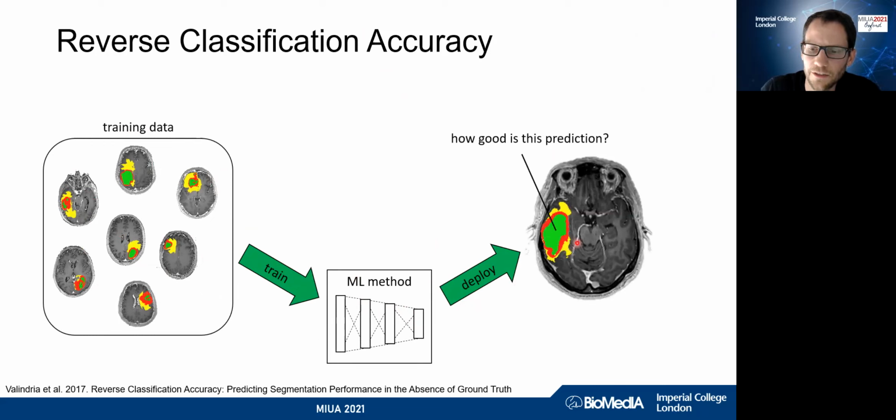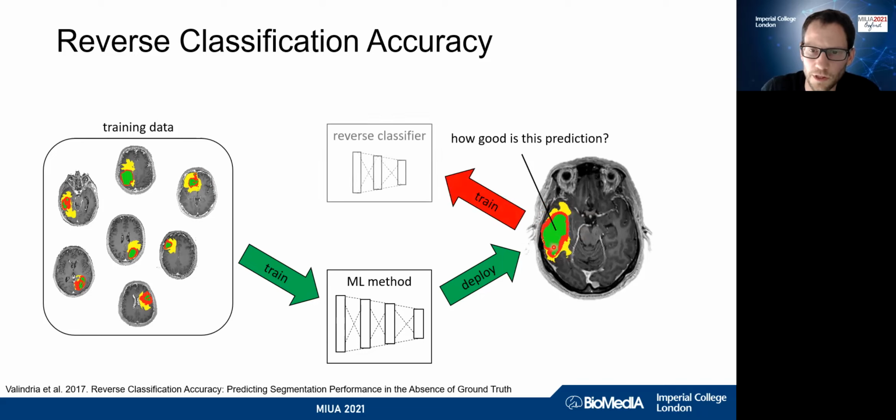We can take an individual prediction, a per-subject prediction, and use that prediction together with its image to train what we call the reverse classifier. This could be a small neural net, it could be a random forest, it could also be just an atlas-based registration depending on the task. But let's say this is a small neural net that takes in just that image and the prediction and is being trained, basically overfitted to that one sample.